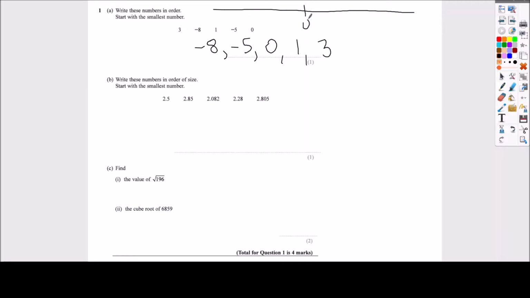We've got sort of 0 in the middle. So minus 8 would be all the way over here, minus 5 would be here, then the 0, then the 1, and the 3 would be over here.